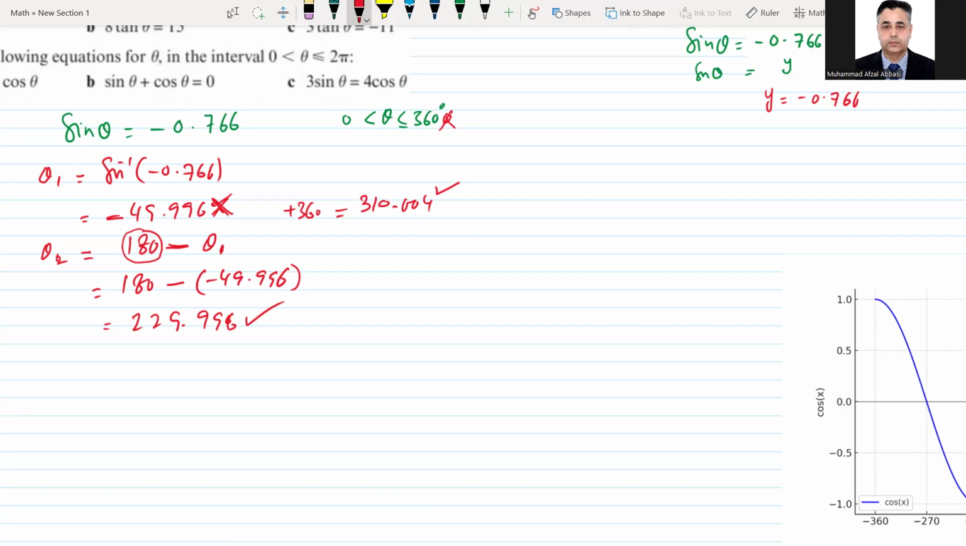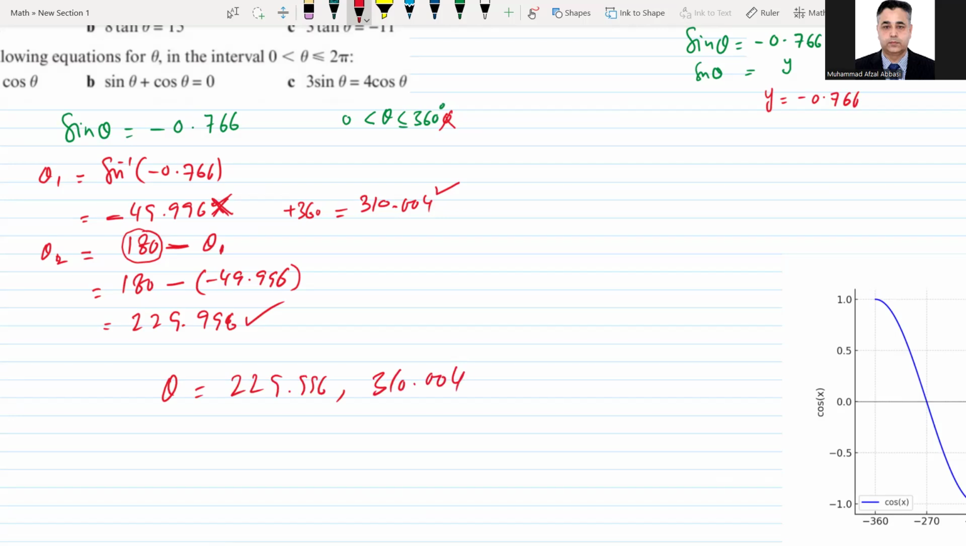So now the second answer is 229, and if we add 360 into it, it will definitely go out of the given interval. So we don't need to add it in this question because our range is just 0 to 360 degrees. So finally, we have found the two answers which are in the given range. So we mention clearly the two answers. So theta equals 229.996 and 310.004.